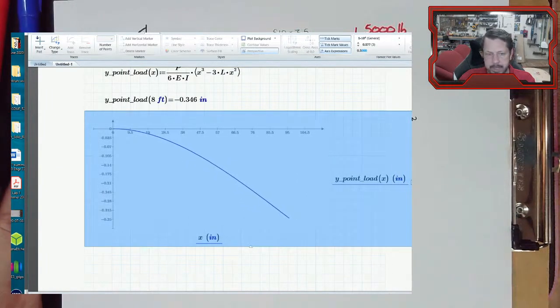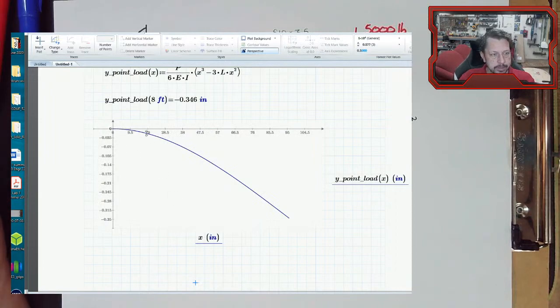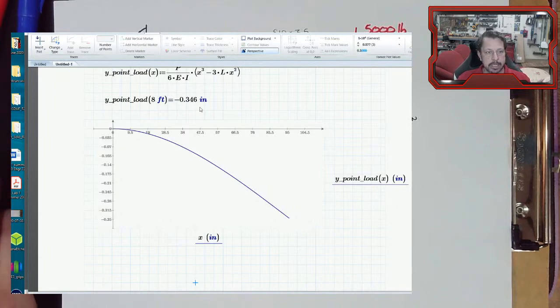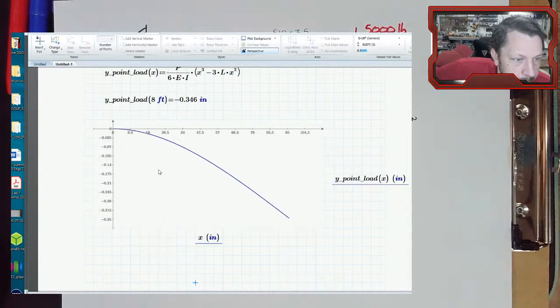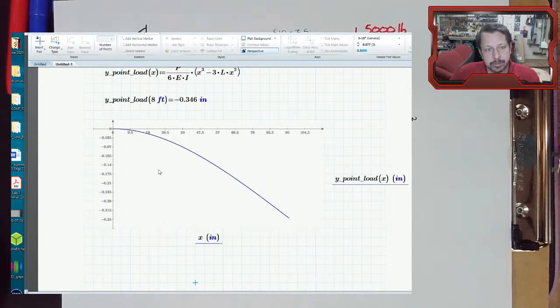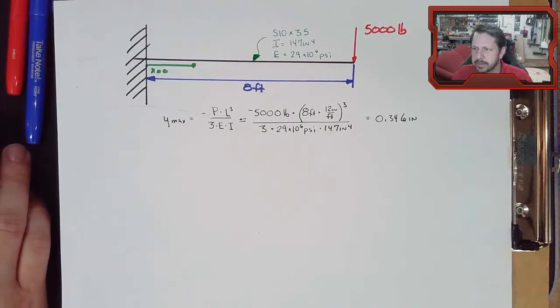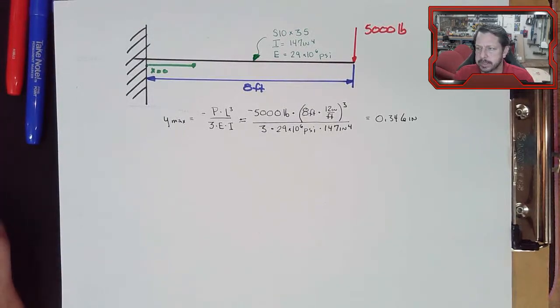All right, so that stays on your screen. So there's the shape of the beam as it deflects. And it does correspond with the 0.346 maximum deflection that we had at the end of the beam right here. And so you can kind of get an idea. Now, this is just a single point load on a cantilever beam. What we didn't include was the beam's own weight. So let's go back over here and see if we can include that.